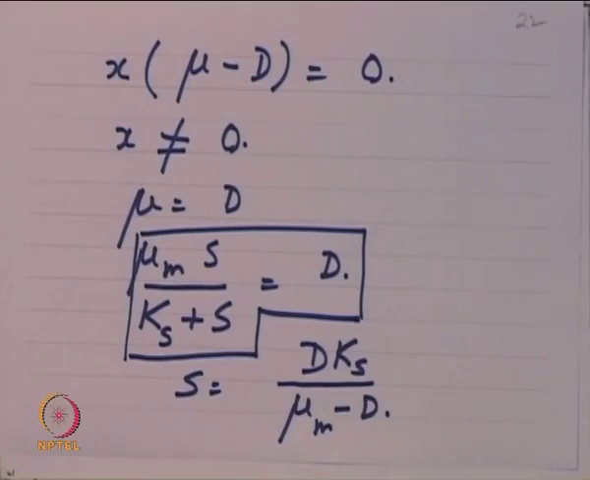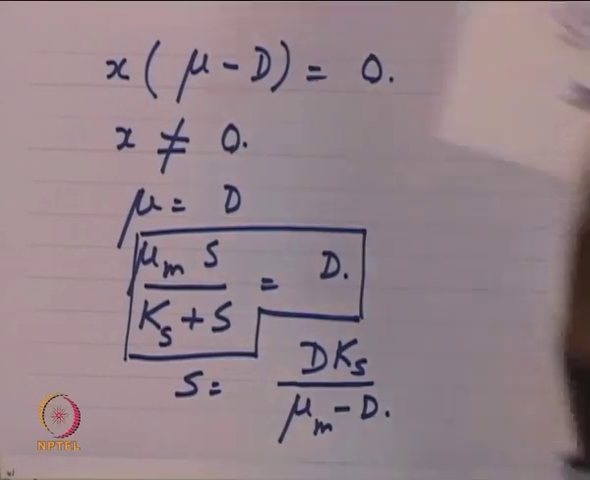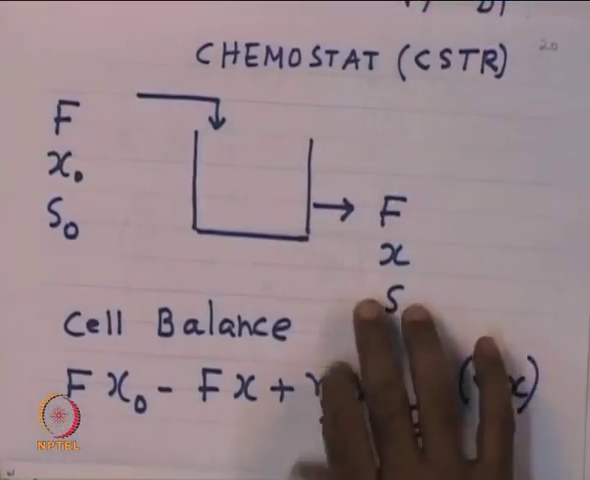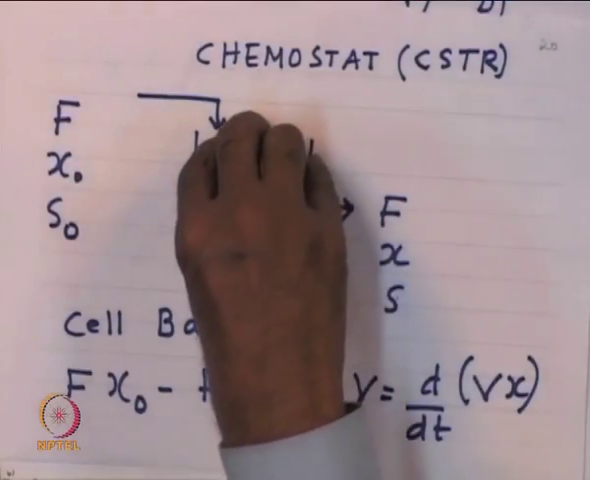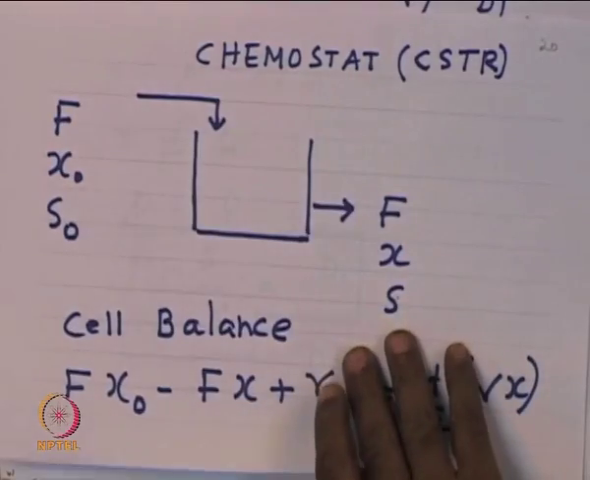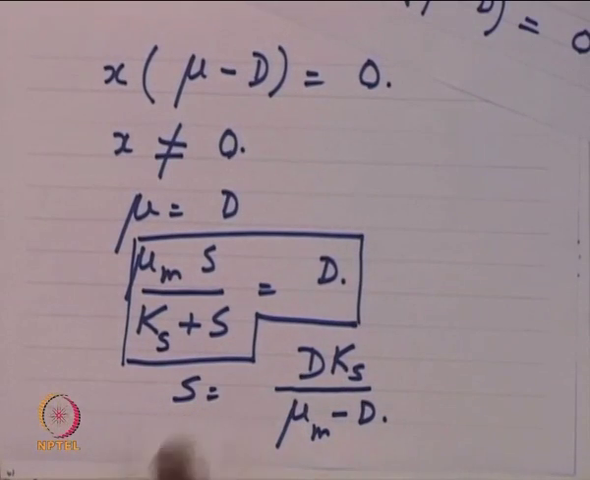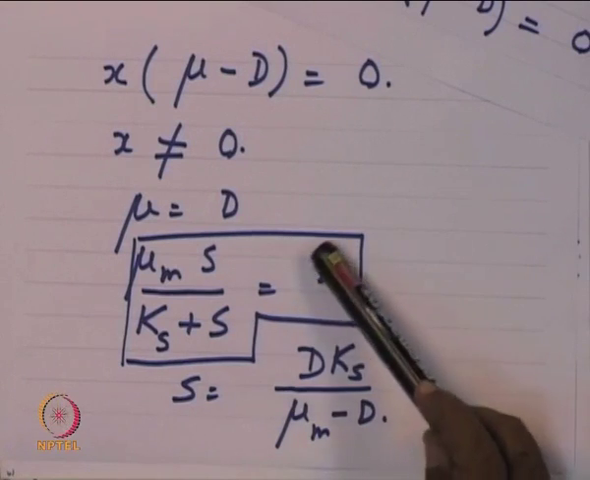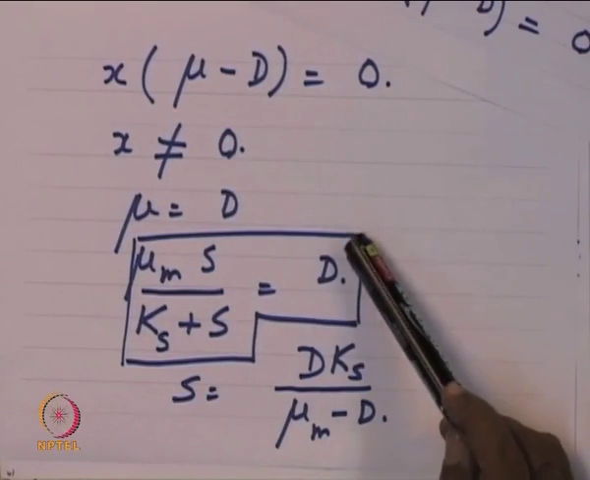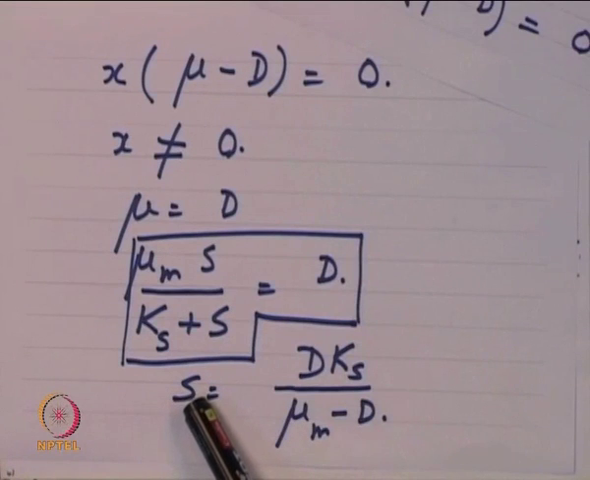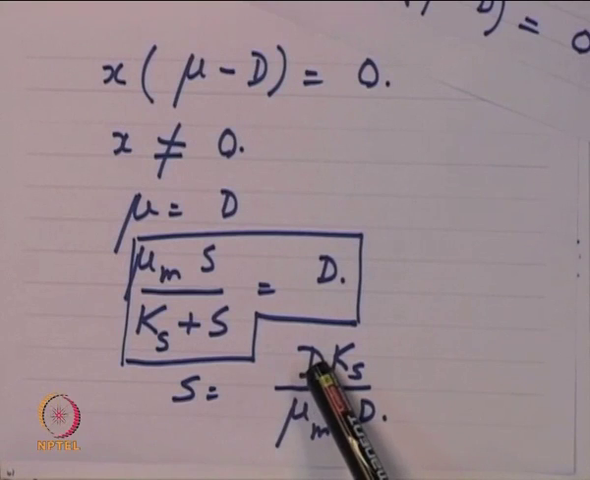So, what have we done? We have an equipment in which S naught came in and S went out. Therefore, this S depends on growth parameters of the cells in the equipment, and those growth parameters are mu m and K s. Therefore, the output concentration is given by D times K s by mu m minus D. In other words, if you choose the dilution rate at which you will operate, then you can specify the extent to which you can clean the water.